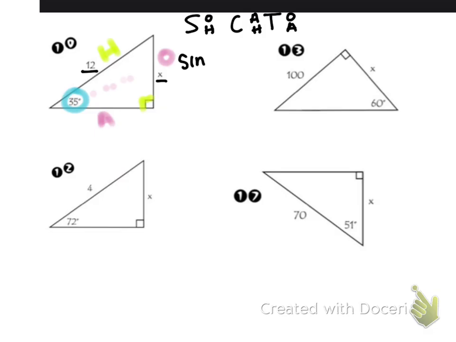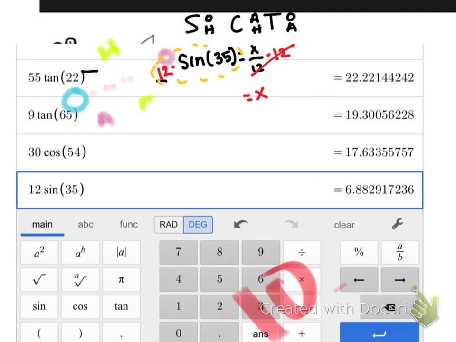So sine, in parentheses, you put your angle. So sine of 35 equals O divided by H. So X divided by 12. We're going to solve for that X by getting rid of that divided by 12. So we're multiplying by 12 on both sides. And that gives us X equals 12 sine of 35, and you're going to put that in your calculator. All right, in our calculator, it's going to look like this.